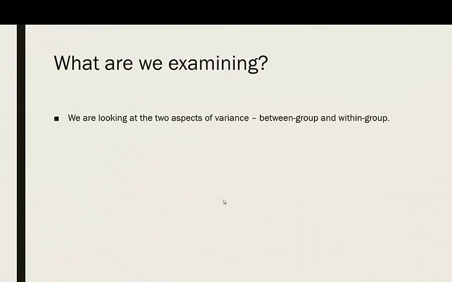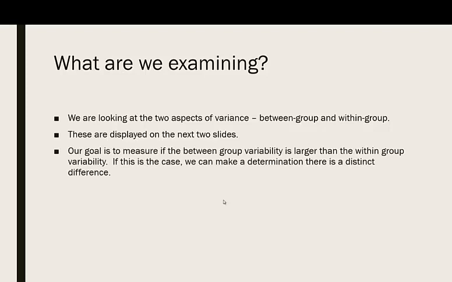So now, what are we actually examining? What happens in an analysis of variance is that we're looking at the two aspects of variance here. We're looking at the between group and the within group. And these are displayed on the next slides. Our goal is to measure if the between group variability is larger than the within group variability. If this is the case, we can make a determination there's a distinct difference.